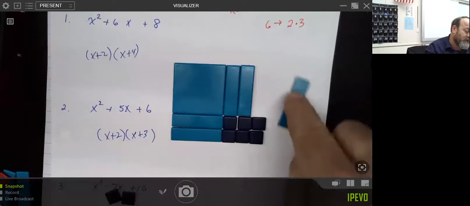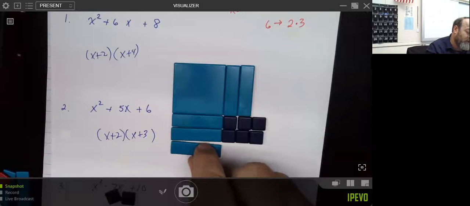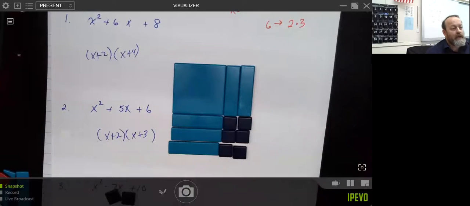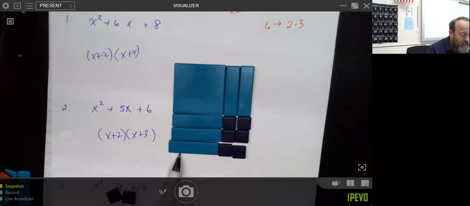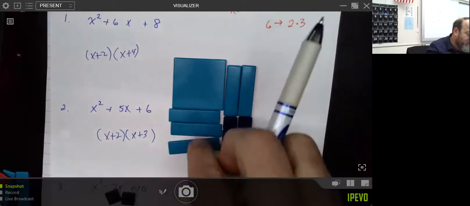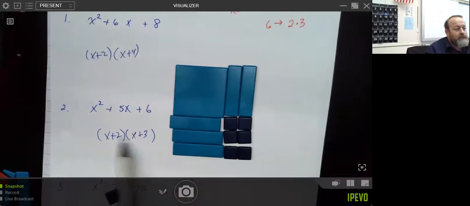I took one of these and I put it down here. And if you look critically, does that also work? And you can see that it does, but that is x plus 1, 2, 3 by x plus 1, 2. So we have x plus 3 by x plus 2. So it's really the same answer. We just did the two things flipped over, and that's the same thing.